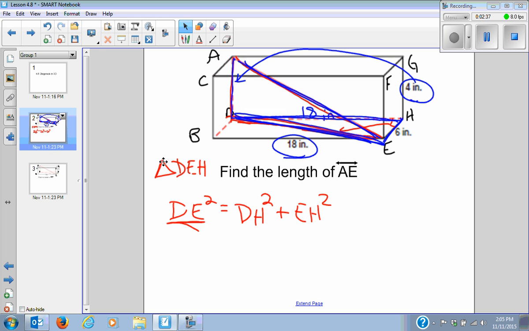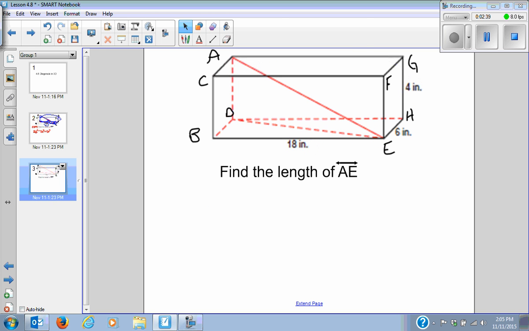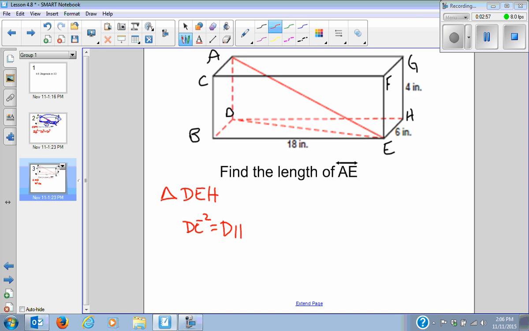Let's go ahead and get down to doing this. So here we go, we got a fresh start. We said, all right, let's talk about triangle DEH. And we're going to say that DE squared is equal to DH squared plus EH squared. Well, I don't know what DE is, that's what I'm trying to figure out, but I do know that this is 18 squared plus EH is 6 squared.